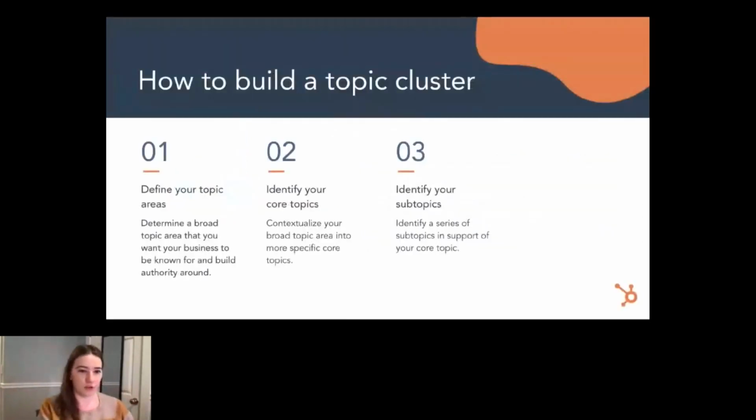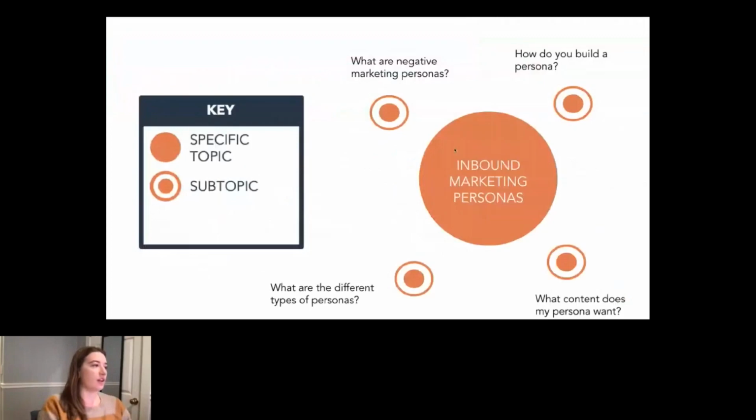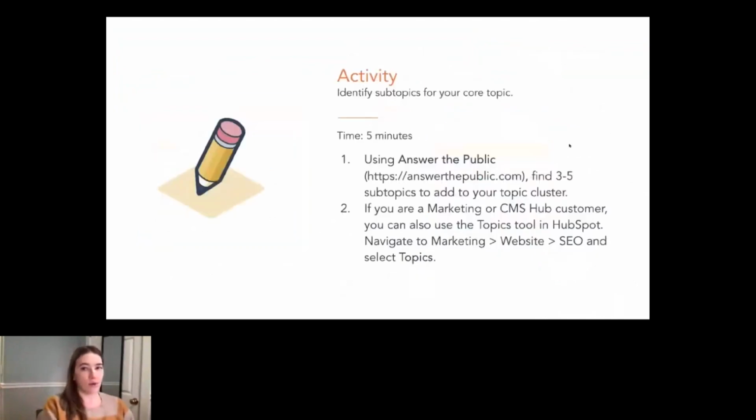All right, so from here, the next step is going to be to identify your subtopics. So for inbound marketing, this might be questions that your audience is asking about inbound marketing personas. For example, what are my negative personas? How do you build a persona? And what content does my persona want? We're getting a little bit short on time, so I'm going to skip this activity for now.